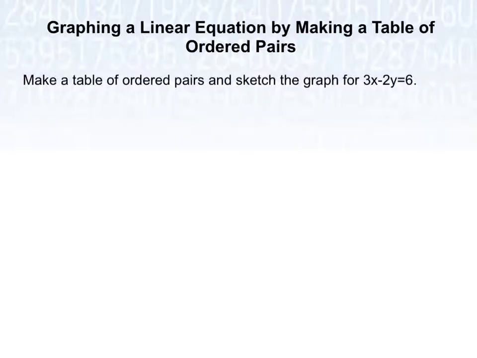Graphing a linear equation by making a table of ordered pairs. Make a table of ordered pairs and sketch the graph for 3x minus 2y equals 6.